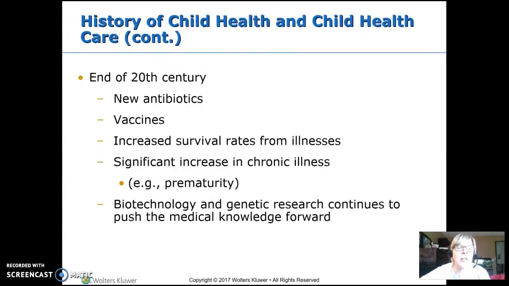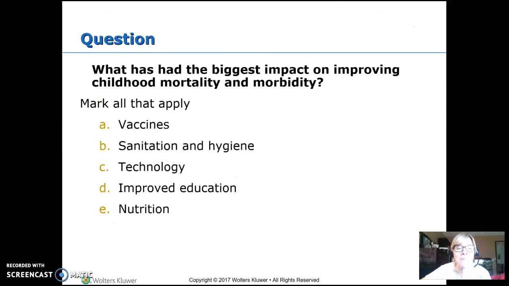As we've gotten into the modern age, towards the end of the 20th century, we've developed lots of new antibiotics, vaccines for many different illnesses. We've increased survival rates from illnesses that used to kill people, but with that we see a lot more chronic illness. And an example is prematurity. In the past, preterm babies didn't survive. Now they do, but many of them will have chronic illnesses that need to be managed. And just biotechnology and genetics continues to push medical knowledge forward.